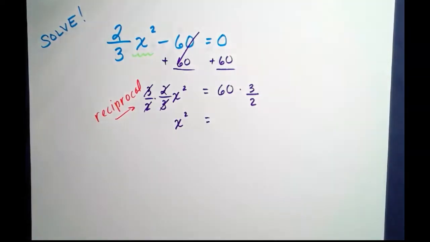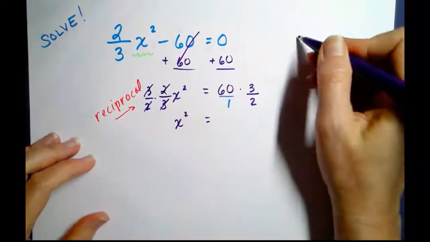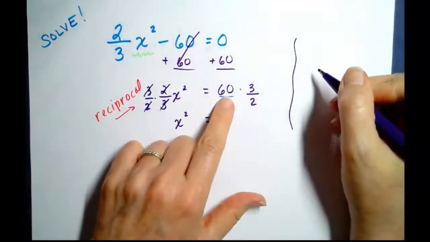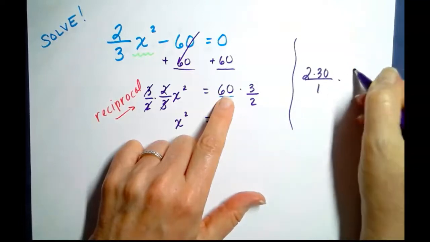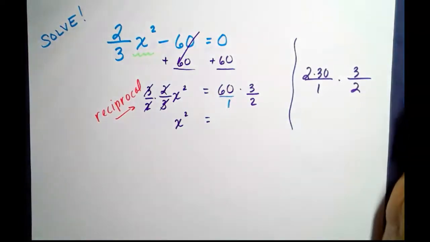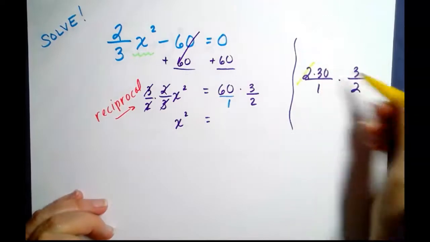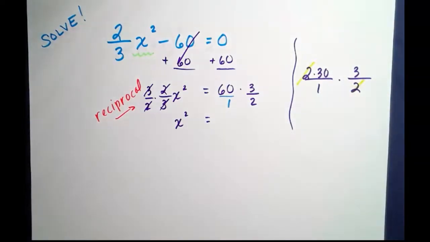Our x squared is equal to what? Well, let's think about this. Let's put that 60 over 1. And actually, I'll even come over here and let's change that 60 to be 2 times 30. And then we can very easily see that the 2's will cancel and become the identity 1.